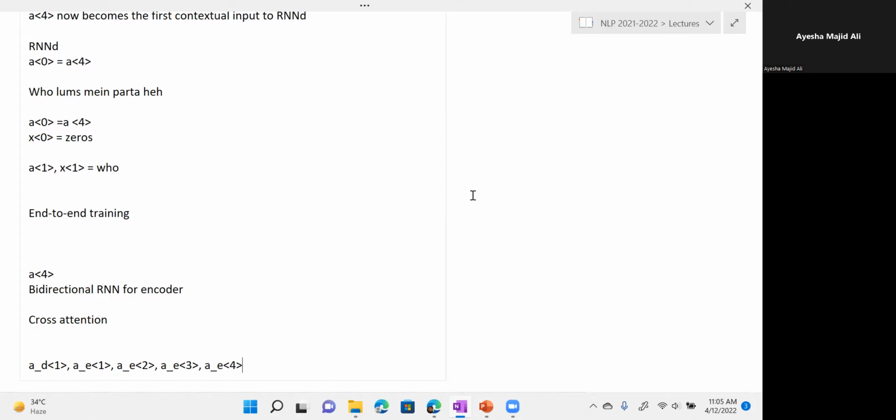So maybe the first word in the translated language is more related to some other word. It's probably more related to maybe the last word or the third word or even the first word. Now what that relation is, we'll allow the cross attention mechanism to learn automatically. So it's exactly the same way as the self attention we studied, but of course now this is between the activations of the decoder and the activations of the encoder. This will also have parameters, and you will get alpha, which are weighing mechanism.